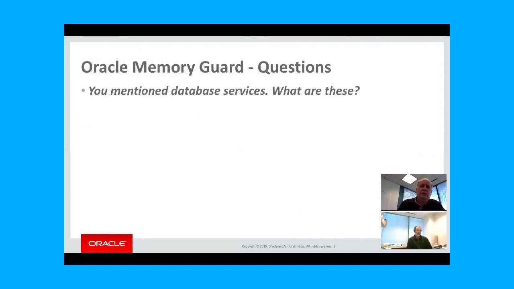So you mentioned database services. What are these for the members out there that you're referring to? Sure. Database services have now been around since at least Oracle 8 at the network layer, and they've had a number of features added over the years. But a database service is a network endpoint fundamentally.